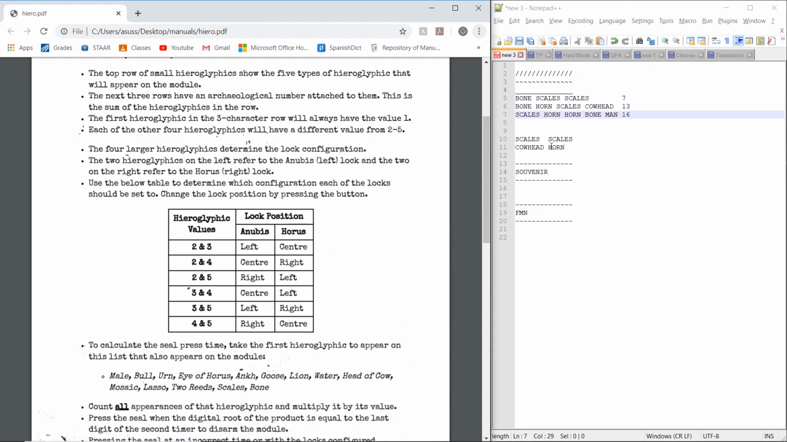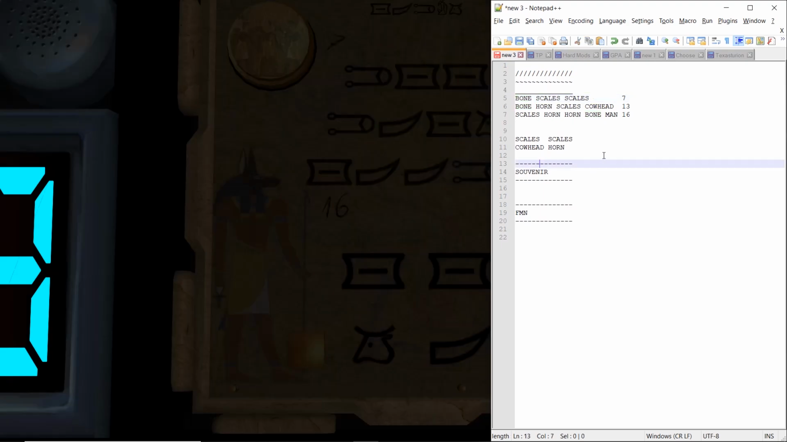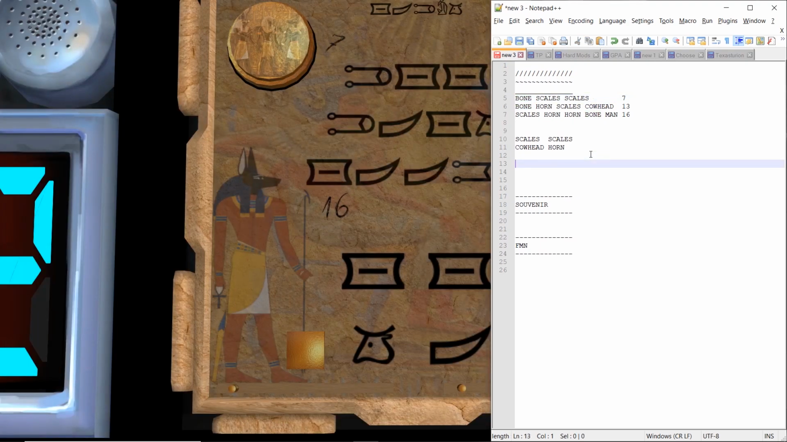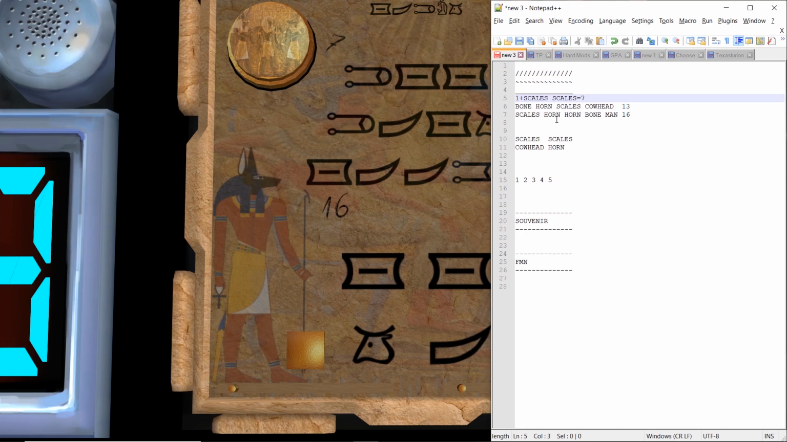One thing to keep in mind is that the first character of the first row, so in this case, bone, is always going to have the value of 1. And I should mention that each symbol has a different value from 1 to 5. So we have 1, 2, 3, 4, and 5, as there are 5 symbols present. So, keeping this in mind, this just turns into a giant math equation. 1 plus scales, 1 plus horn, scales, cowhead, and that equals 13. And this equals 16.